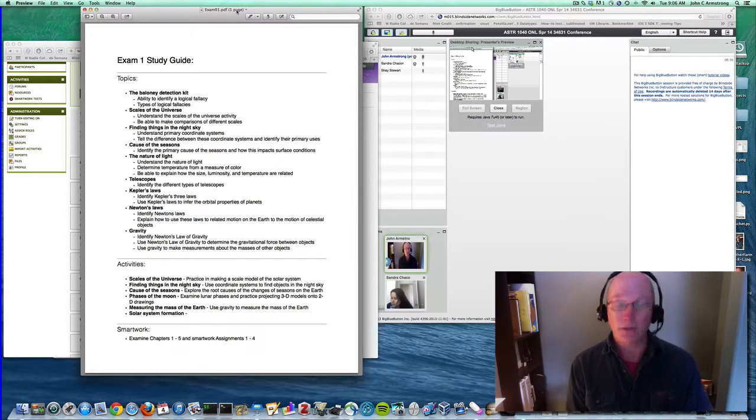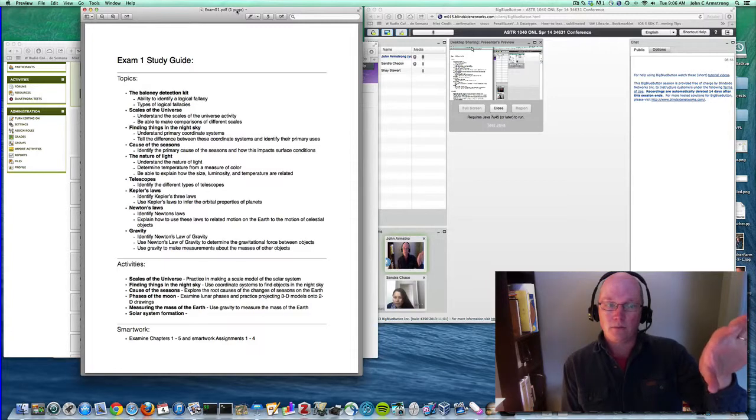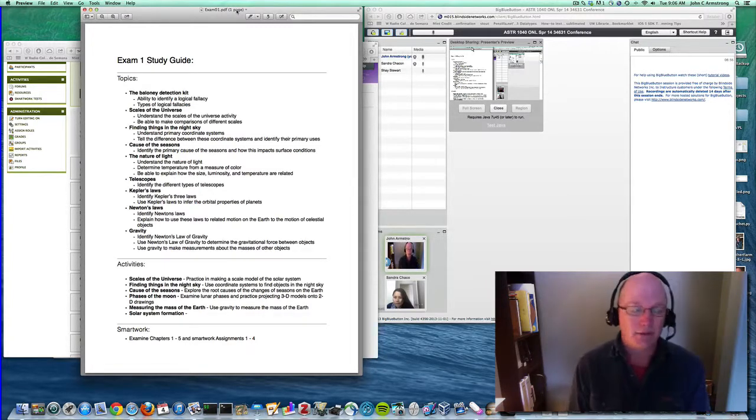And so we also use the force of gravity to measure the mass of the Earth in our activity. So those are kind of the basic concepts that we've been through and how they tie together. As far as the activities are concerned, you can see where those fell on that list of activities. We had the scales of the universe activity, we had defining things of the night sky activity, cause of the seasons, the phases of the moon where we were practicing sort of projecting 3D motion onto a two-dimensional plane.